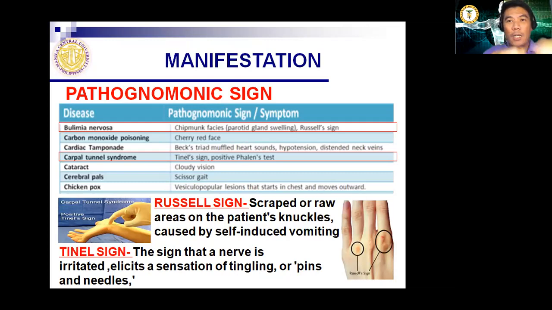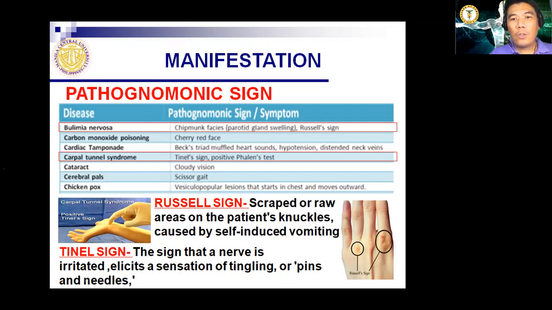What do you mean by scissor gait? Can you imagine scissors, that when the client walks, it's just like scissors. Ganyan siya lumakad. Open, close, open, close. So there's imbalance. So that is scissor gait.